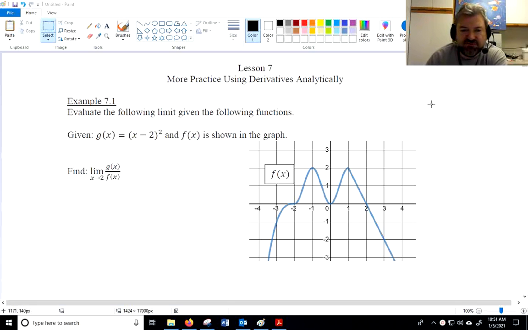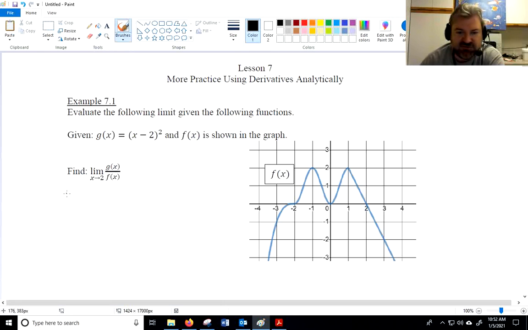So let's start with this example. We're going to evaluate the following limit given the following functions. G of x is equal to (x minus 2) squared, and f of x is the function shown in the graph. So we'll evaluate the limit as x approaches 2. Well, clearly g of 2 would be 0, and f of 2 is also 0.